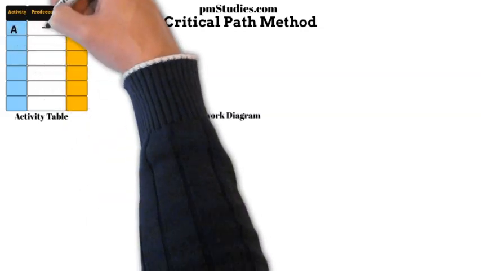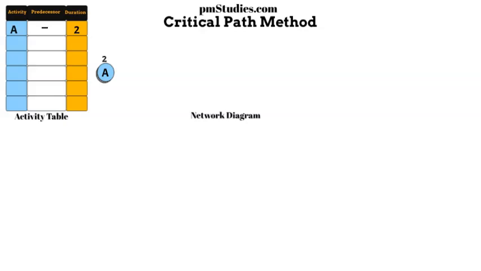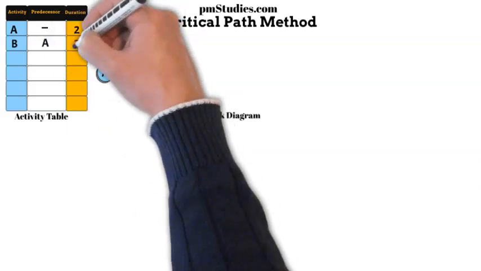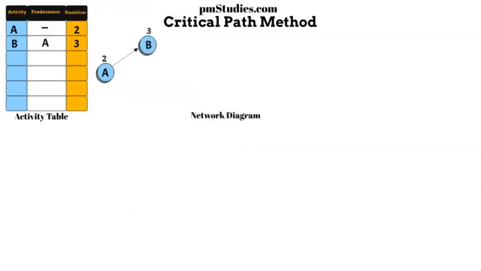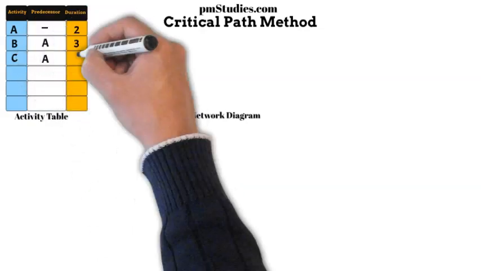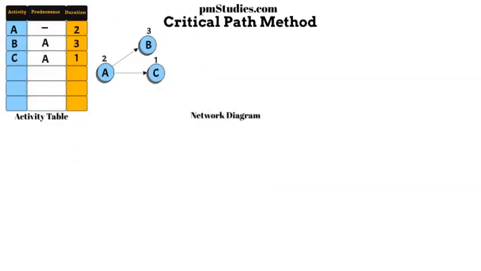The first activity is A, which has no predecessor activity and has a duration of 2 days. The second activity is B, which has a predecessor of activity A and has a duration of 3 days. The next activity is C, which has a predecessor of activity A and has a duration of 1 day.